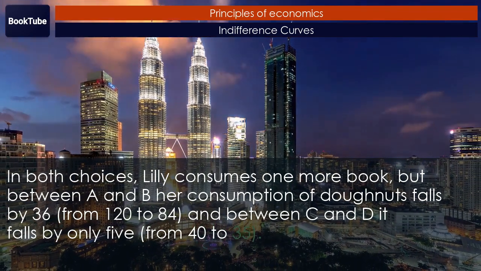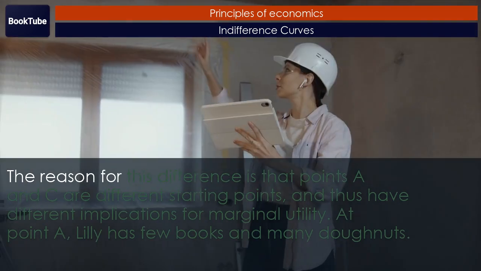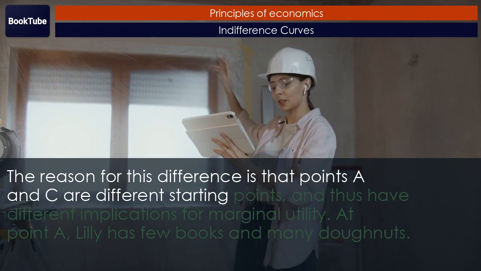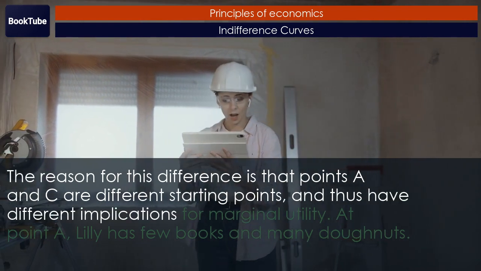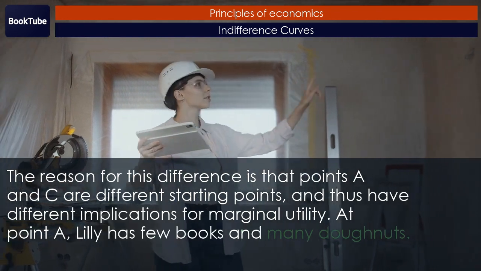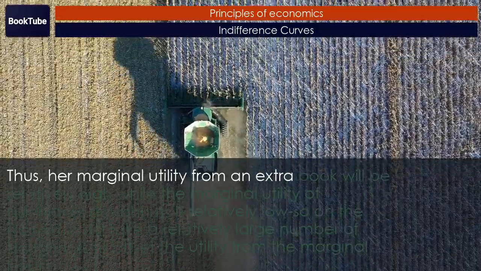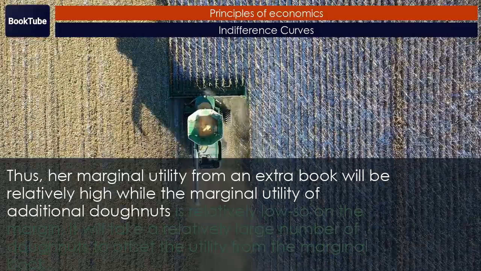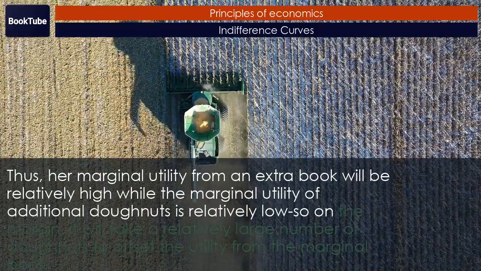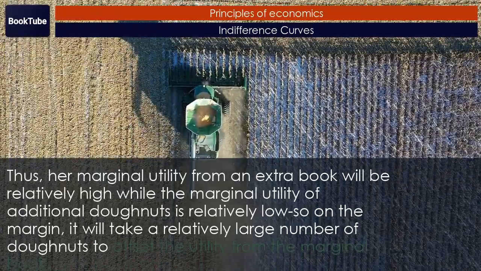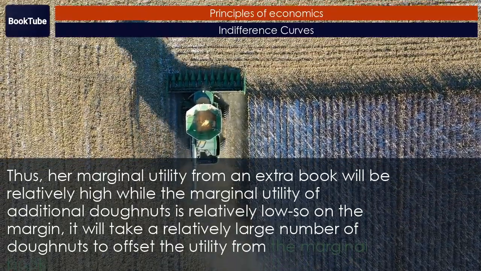from 40 to 35. The reason for this difference is that points A and C are different starting points, and thus have different implications for marginal utility. At point A, Lily has few books and many donuts. Thus, her marginal utility from an extra book will be relatively high, while the marginal utility of additional donuts is relatively low, so on the margin, it will take a relatively large number of donuts to offset the utility from the marginal book.